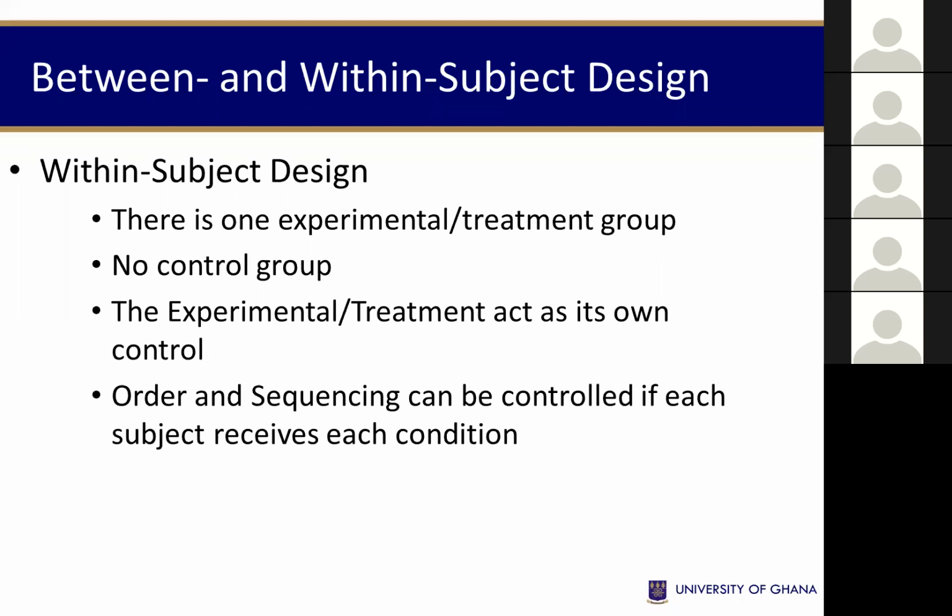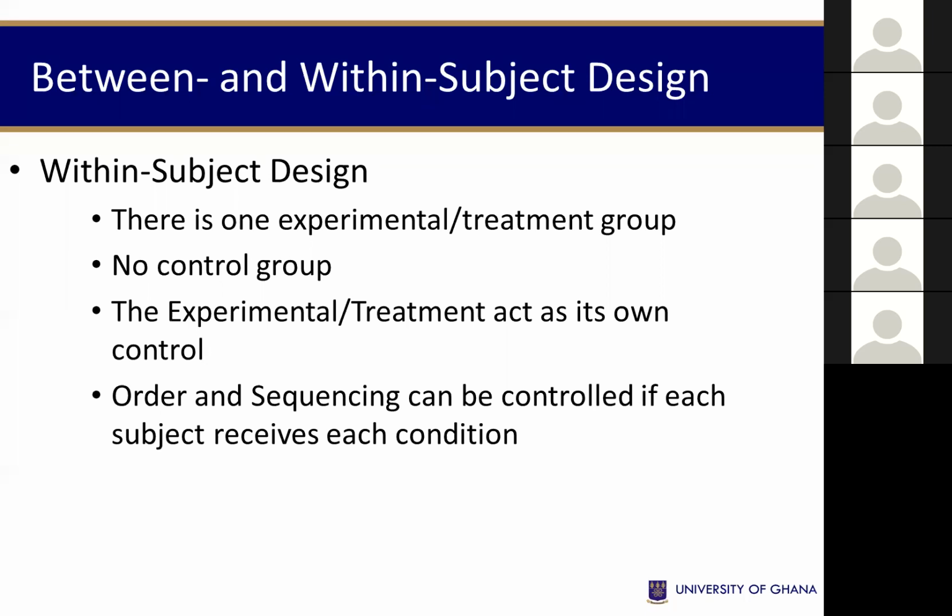But what happens is that you divide your participants into two. Some of the participants will be under the music condition, and the other participants will be under the no music condition. But within subject design, all the participants, if you have 100 participants, will go through the various conditions you have for that experiment. So if you have 5 conditions, all the participants that you sample will go through the 5 conditions.